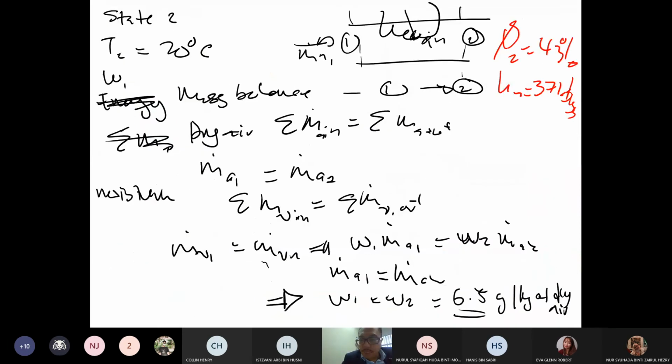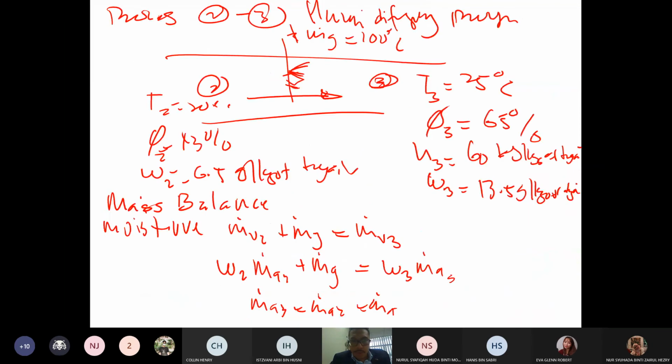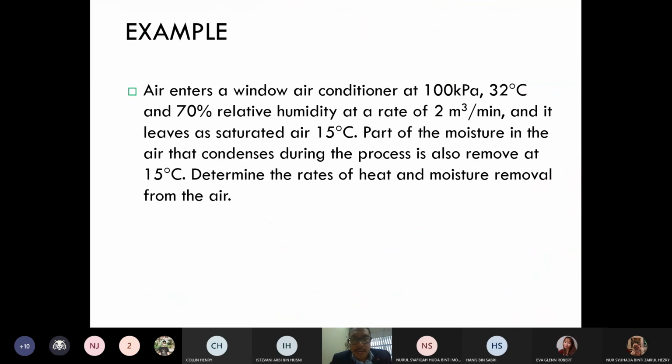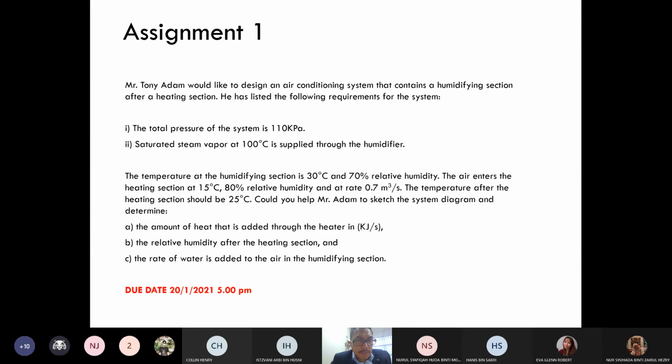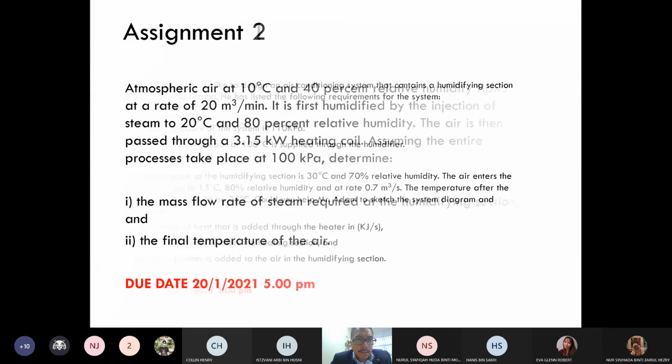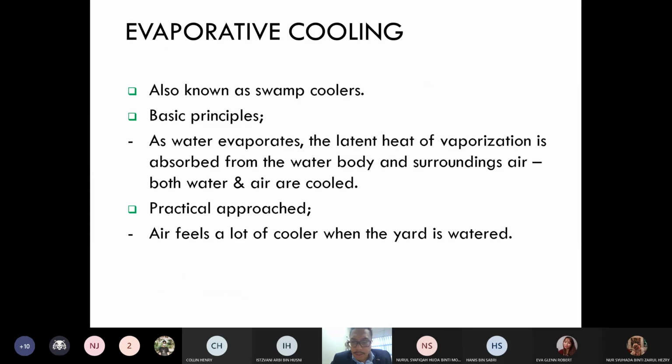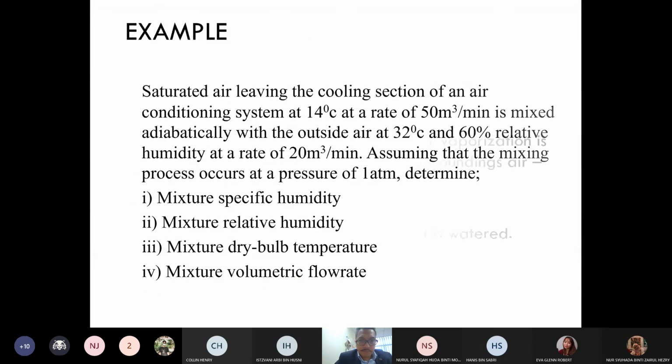What time is it now? It's almost 10 already. I have to go. I have a meeting at 10 later. So any questions? This one we look at next week. Okay. I think this one we do directly with, what is it called? Adiabatic mixing. Okay, adiabatic mixing. And then assignment, there is an assignment here. Assignment 1. And this is assignment 2. Its due date is 20 of January. Okay.